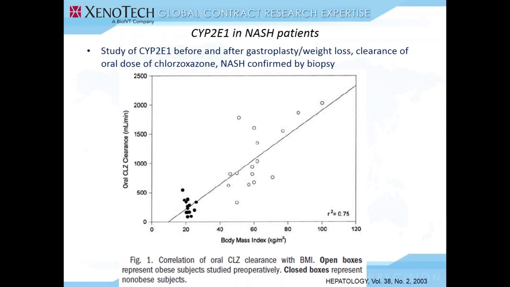I also need to mention the mitochondrial presence of this enzyme in relation to one of the theories that mitochondrial dysfunction is one of the drivers of progression of NASH. Overall, I would say that evidence for induction of CYP2E1 in NASH patients appears to be strong.